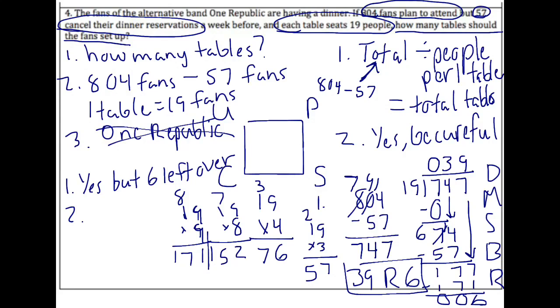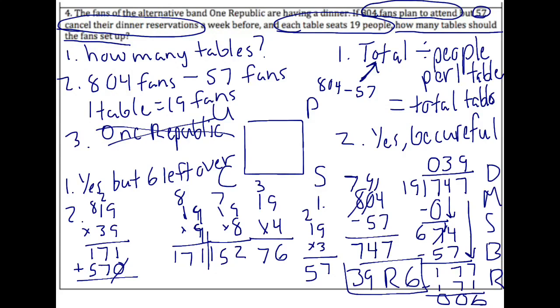Number 2, is your answer reasonable? Well, 39, remainder 6. If I do 39 times 19, let me see if that's reasonable. 9 times 9 is 81. 9 times 1 is 9, plus 8 is 17. Put a 0 on the next line. Move over. 3 times 9 is 27. 3 times 1 is 3, plus 2 is 5. Go ahead and put a line, add them up.